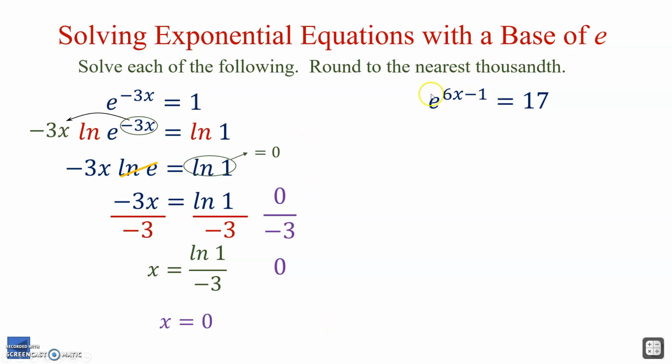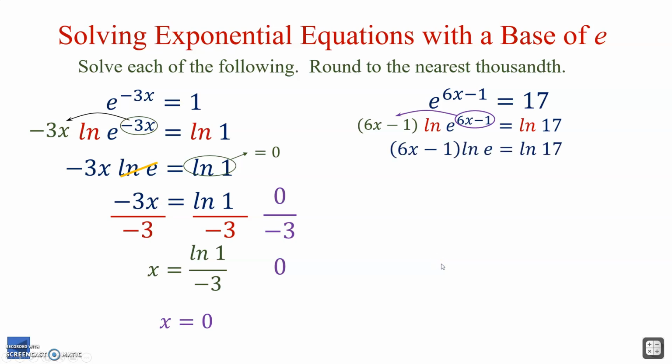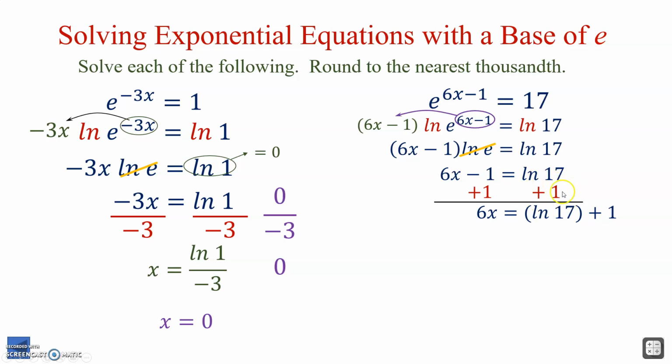What's furthest from the unknown is the e, so ln on both sides. The entire 6x minus 1 comes out in front, leaving us with 6x minus 1 ln e. That ln e cancels out, so we're really just left with the exponent, 6x minus 1. We'll add 1 on both sides, leaving us with 6x equals ln 17 plus 1. I'm emphasizing that we're not adding 1 to 17. We're adding 1 to the entire ln 17. Now, to get rid of the 6, let's divide by 6. So we're left with x equals ln 17 plus 1 all over 6.